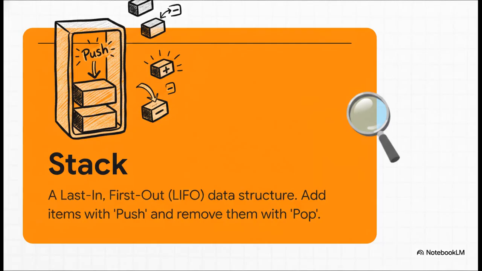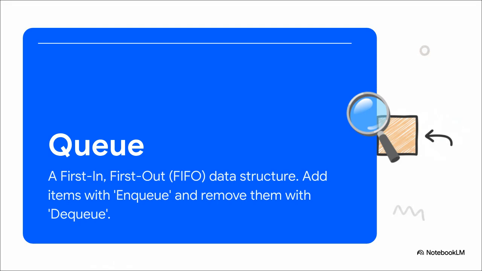So let's get specific. A stack is that LIFO data structure we just talked about, and it really only does two main things. When you add a new item to the top, we call that a push. And when you take that top item off, the one you just added, we call that a pop. That's it. You push on, you pop off. Now on the flip side, we've got the queue. This is our FIFO structure. When you add an item to the very end of the line, that's called an enqueue. And when you remove the item from the very front, the one that's been waiting the longest, that's called a dequeue. So you add to the back and you remove from the front.